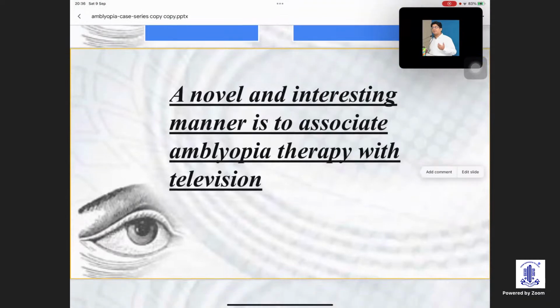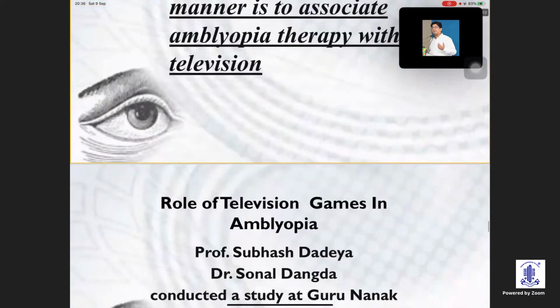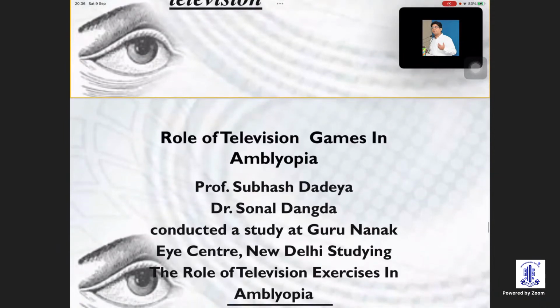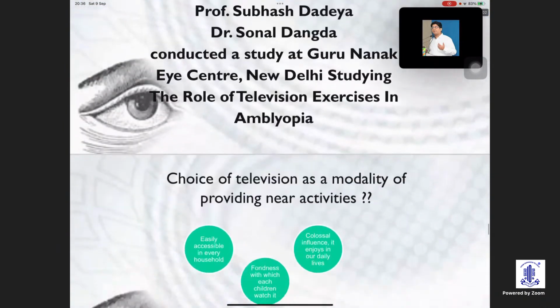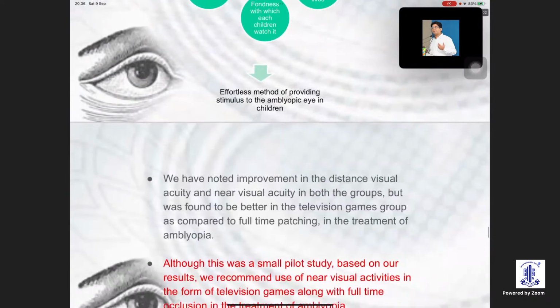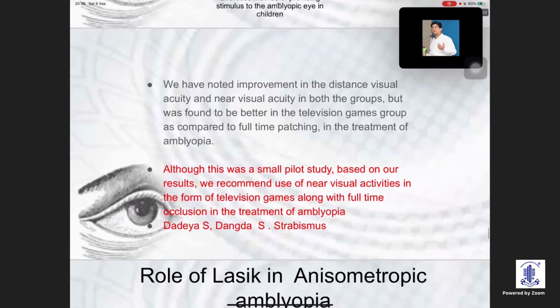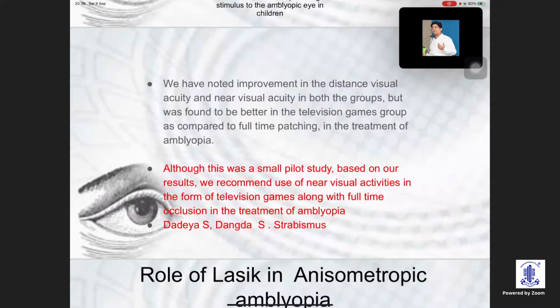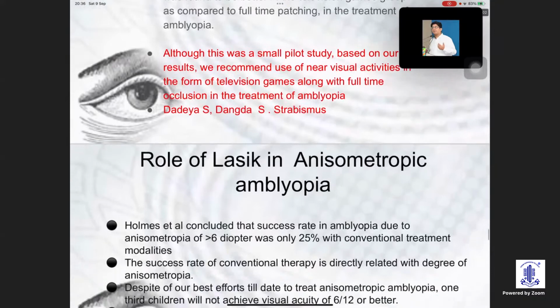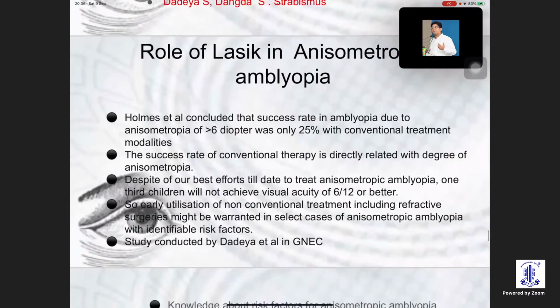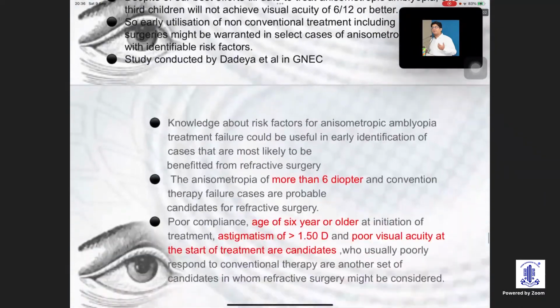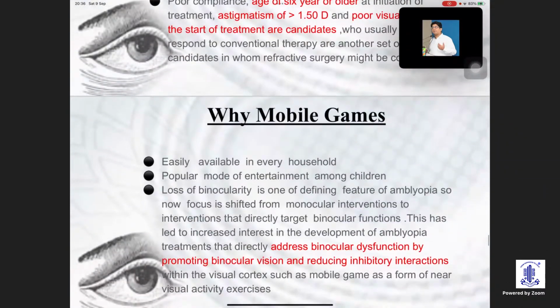Then a novel and interesting manner is to associate amblyopia therapy with television games. We have done a study regarding the role of television games in amblyopia and published it in the Journal of Strabismus. Though ours was a small pilot study, based on our results, we recommend the use of near activities in the form of television games along with full-time occlusion in the treatment of amblyopia. In adult anisometropic amblyopia, LASIK has been found to be successful in some patients, but in children, the role is controversial.